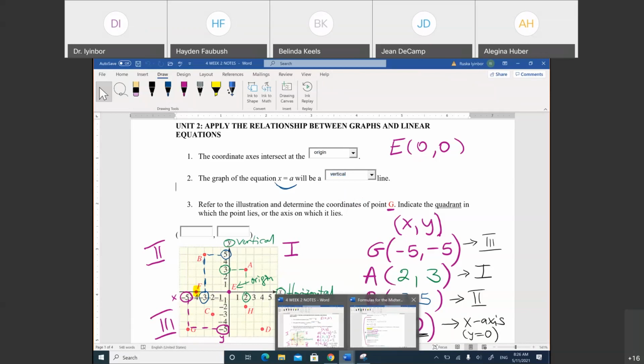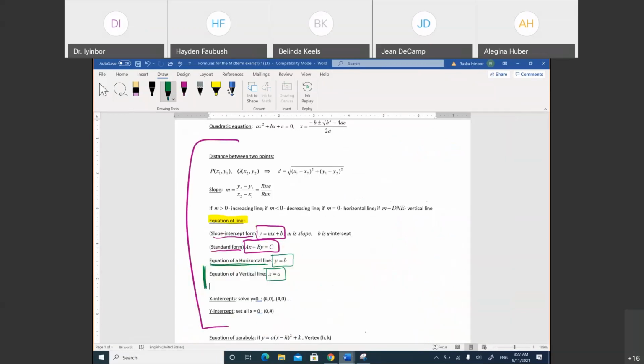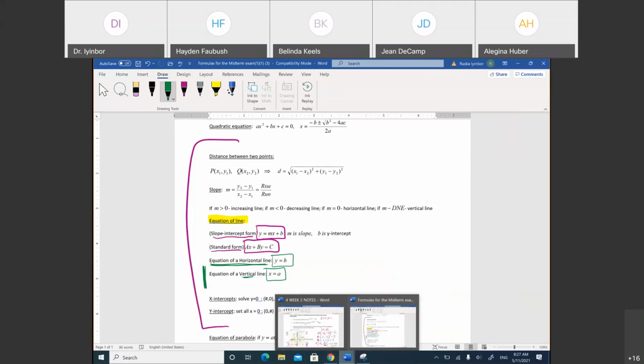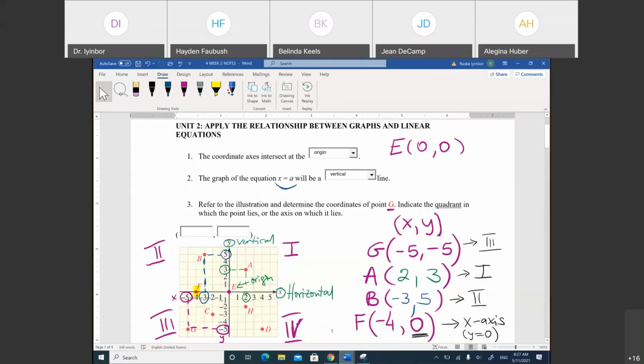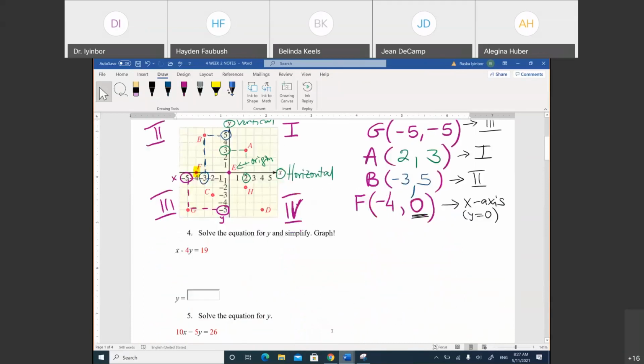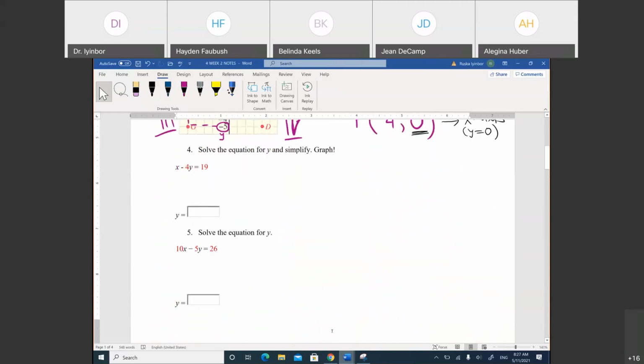Because that's what it says in the formula sheet. X equals a is a vertical line, right? So many of the questions you're going to be asked, the answers are in this formula sheet. So the answer is going to be right here. Now we did number 3. Let's continue with number 4 and 5.